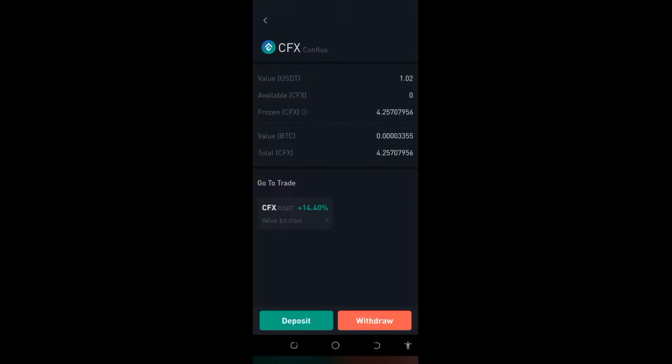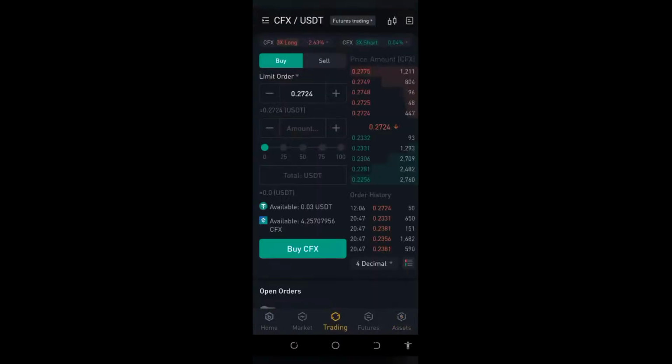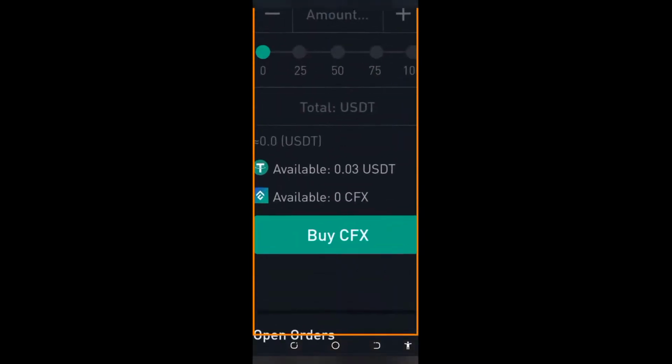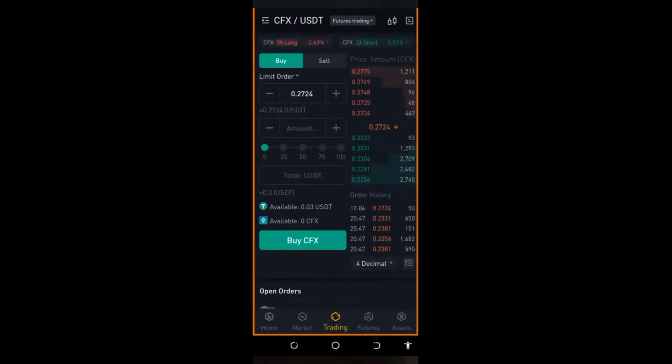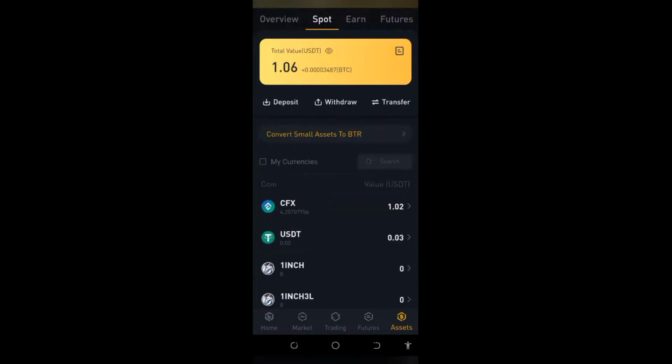Okay, so has it not gone? I don't know. Let me just refresh and get back. Okay. Oh, now it's gone. You can see it's now saying 0 CFX. So it's actually gone. Right now, why is it not showing? It's showing 0 there. Let's see.